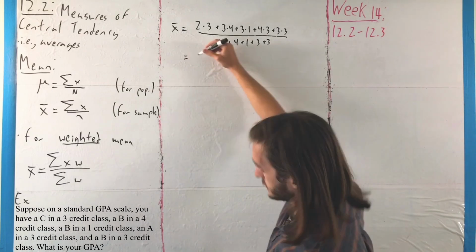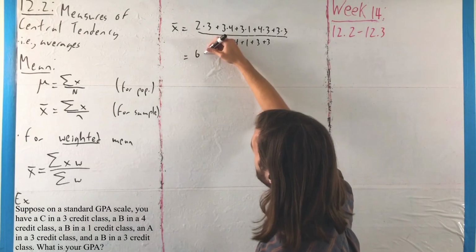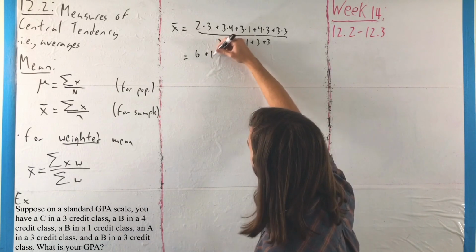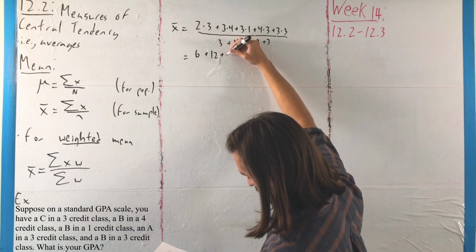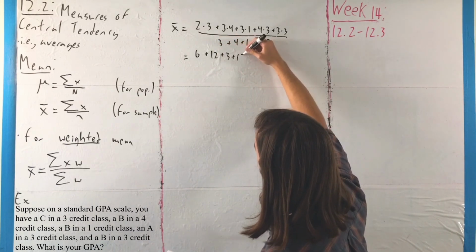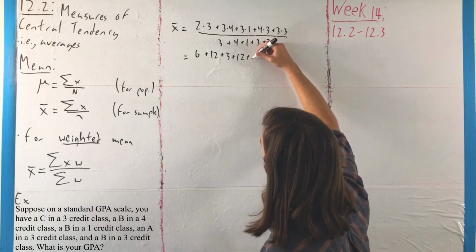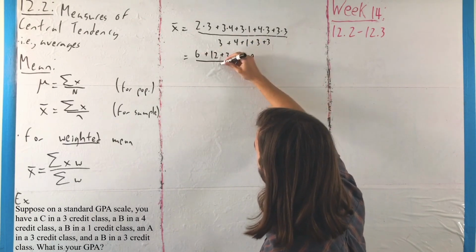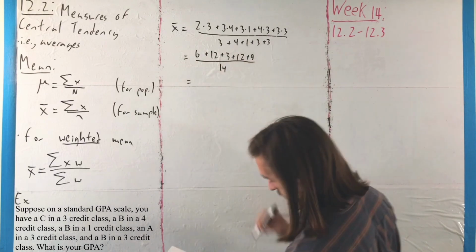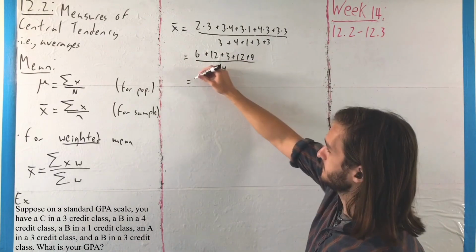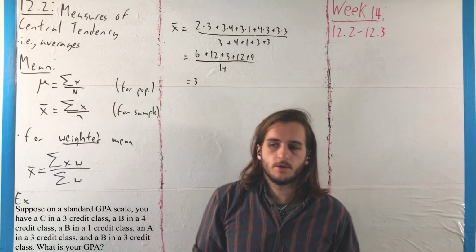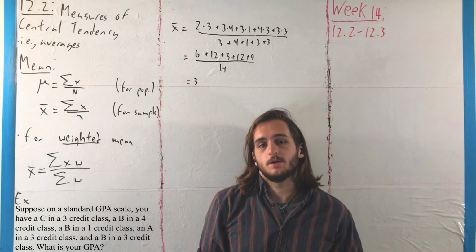In any case here, this will simplify just a little bit, where we'd have a 6, a 12, a 3, another 12, but for different reasons, a 9, all divided by, in this case, 14, which would end up leaving us with a 3. So, based on those weights, you would have a GPA of a 3.0.